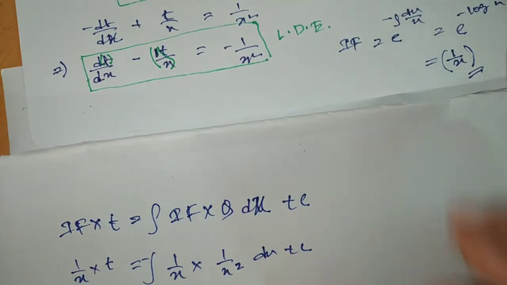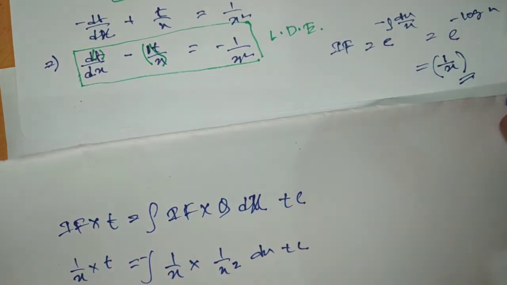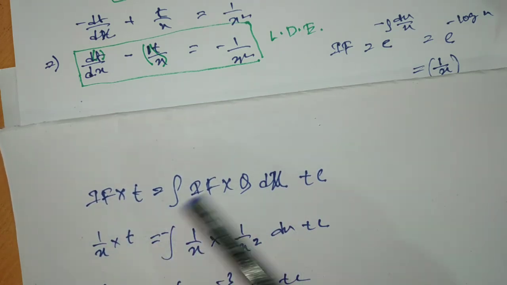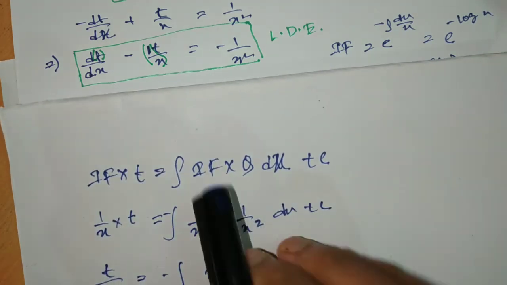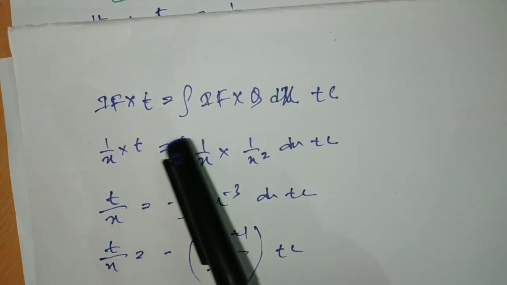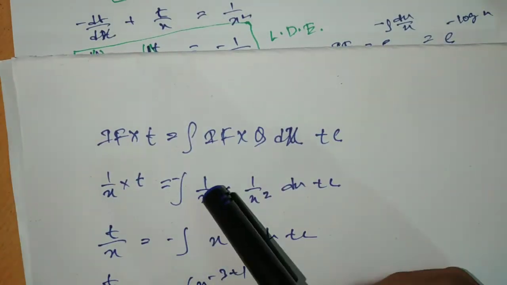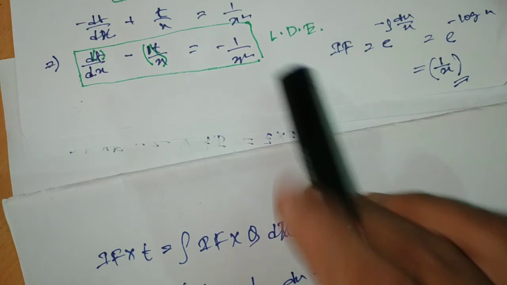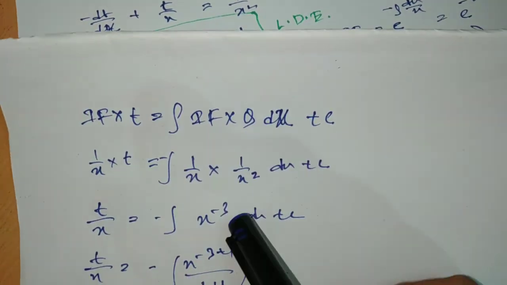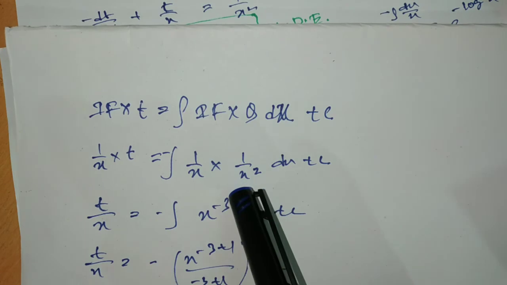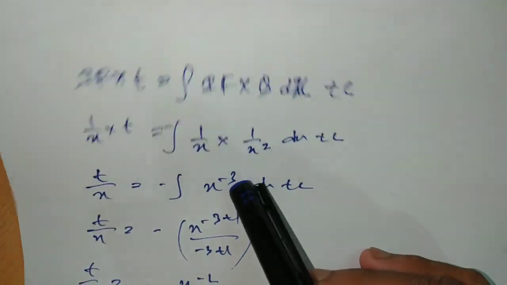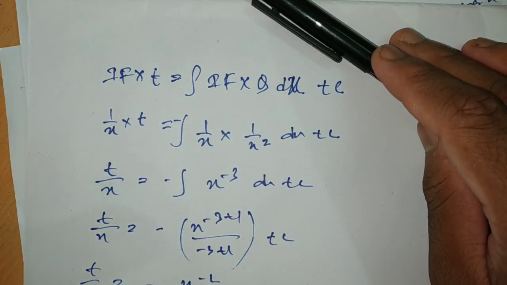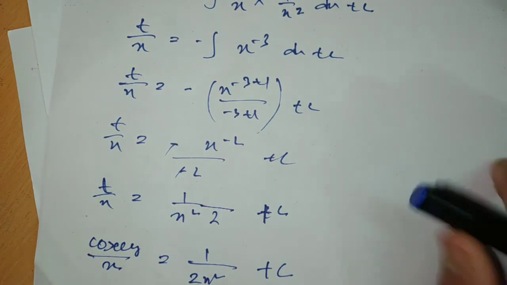Now we need to solve this differential equation. For solving it, we need to follow these steps. IF into t is equal to integration of IF into Q dx plus c. So it will be t upon x, because IF is equal to 1 upon x, equal to integration of 1 upon x times Q, where Q is minus 1 upon x square. Multiplying, it will be minus 1 upon x cube, and it is a very simple integration.